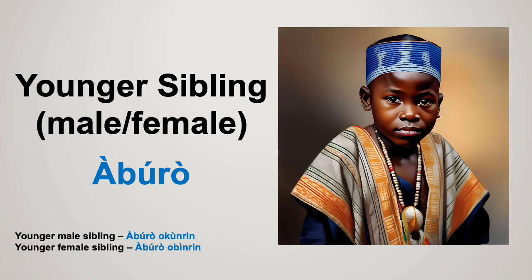Younger sibling, whether male or female, is referred to as àbúrò in Yoruba. Àbúrò. If the younger sibling is a male, it will be called àbúrò ọkùnrin, which means the male sibling. Or if the younger sibling is female, that would be àbúrò obìnrin. Àbúrò obìnrin, that is the female sibling.